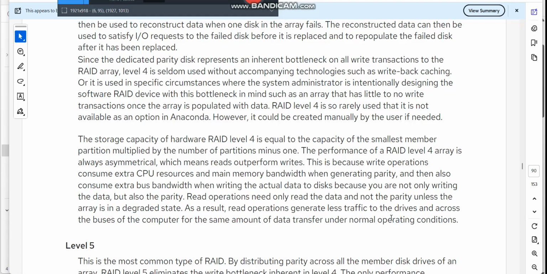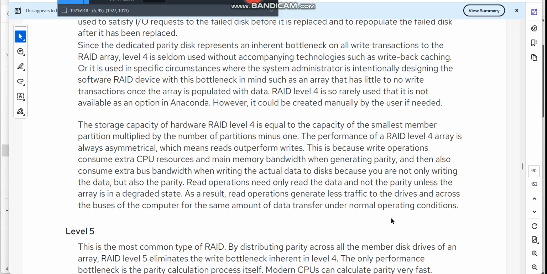Since a dedicated parity disk represents an inherent bottleneck on all write transactions to the RAID array, level 4 is seldom used without accompanying technology such as write-back caching. It is also used in specific circumstances where the system administrator is intentionally designing the software RAID device with this bottleneck in mind, such as an array that has little to no write transactions once the array is populated with data.